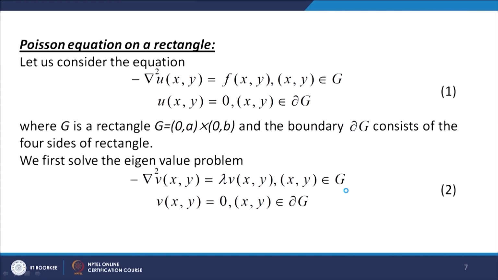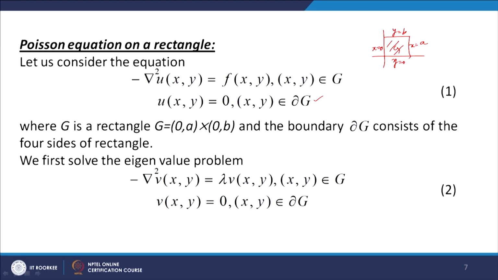Now let us consider the Poisson equation on a rectangle. Let us consider the Poisson equation minus del square u x y equal to f x y, where x y belongs to G. G is a rectangle 0 to a cross 0 to b. This is y equal to 0. This is y equal to b. Here is x equal to 0, x equal to a. Okay. So we are considering the Poisson equation on a rectangle. G denotes the interior of this rectangle. This is G. And this boundary consisting of 4 sides of the rectangle is del G. So boundary consists of the 4 sides of the rectangle.